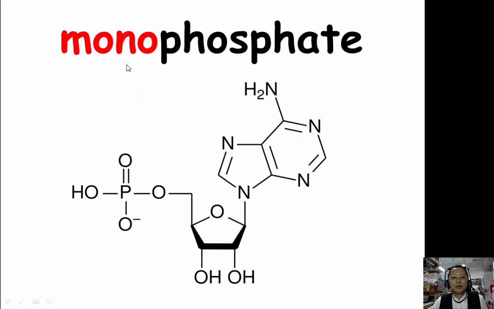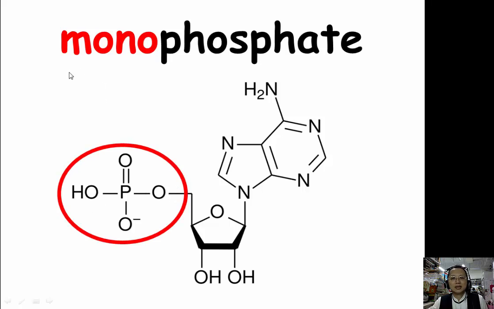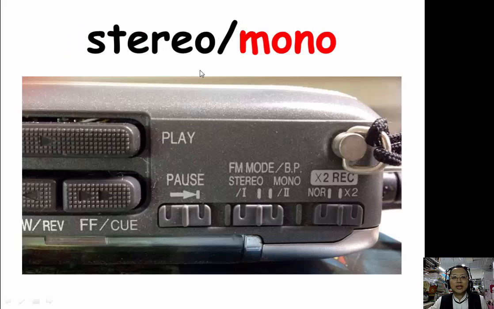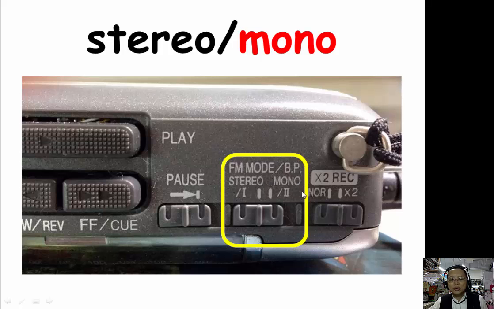Mono. Here we have an example of monophosphate. Monophosphate meaning this compound has only one phosphate group, that is monophosphate. Like the compound in this PowerPoint slide is adenosine monophosphate, abbreviated as AMP. We can also find mono on our cassette player where it has a choice of stereo or mono.